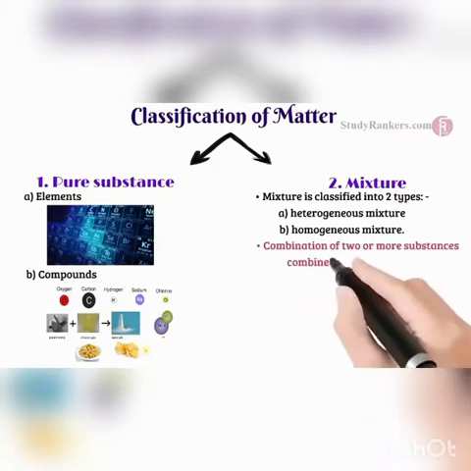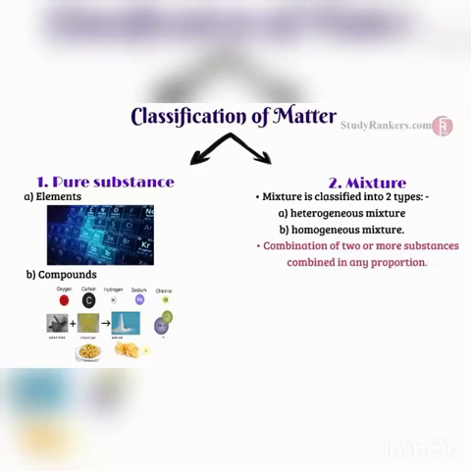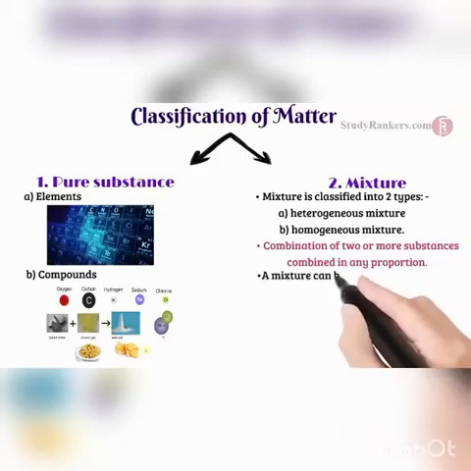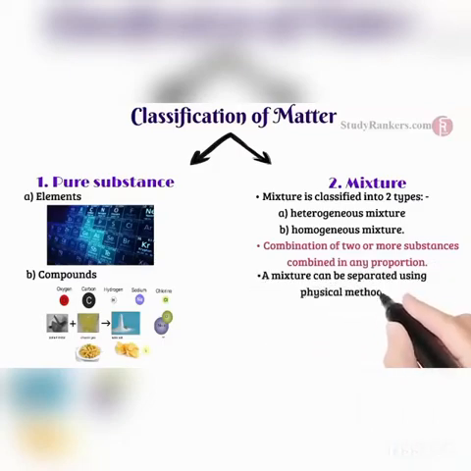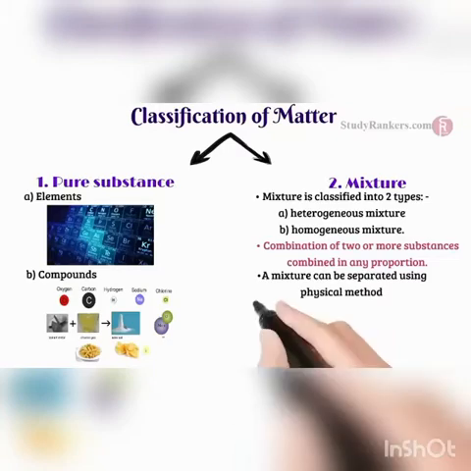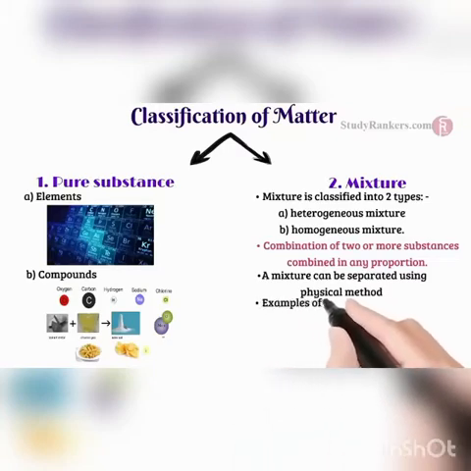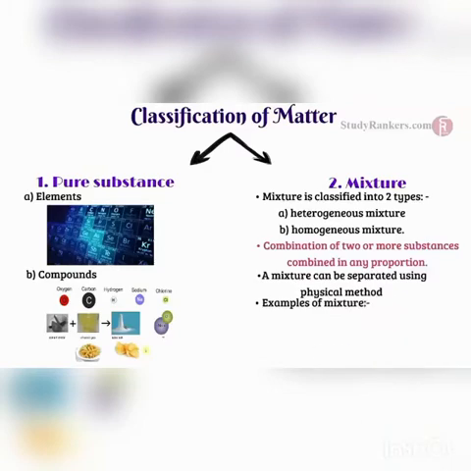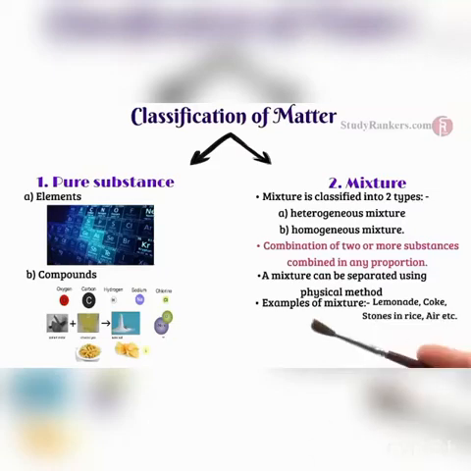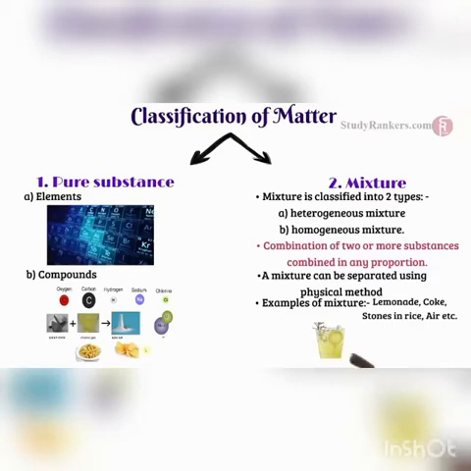So basically, what is a mixture? A mixture is the combination of two or more substances combined in any proportion. Also note that substances in a mixture do not chemically combine together to form a new substance. Therefore, a mixture can be separated using a physical method. Now, what are the examples of mixtures? They are lemonade, coke, stones in rice, air, etc.